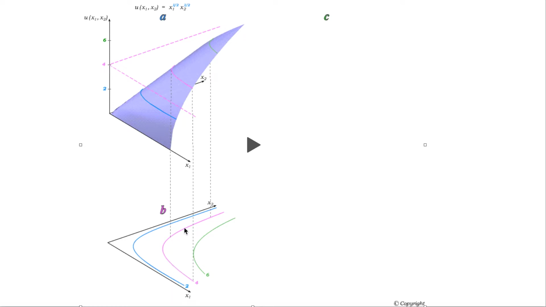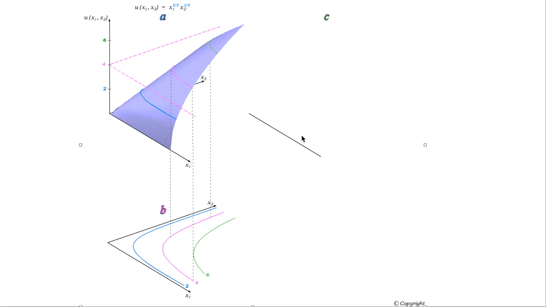The magenta indifference curve has a label of 4 because the utility function we used measured the utility level as 4 along that slice. Similarly, the blue slice has a utility level of 2, and so the indifference curve has a label of 2. We'll now change the shape of this utility mountain by squaring this utility function. And we'll see how that changes the shape of the mountain and the shapes of the indifference curves.